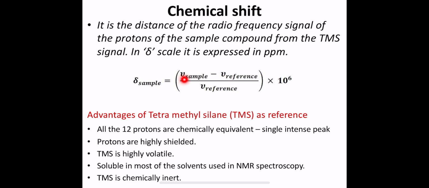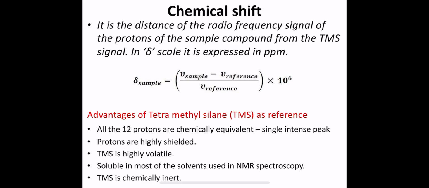So this is the frequency of the signal from the sample. New sample means the frequency of the signal from the sample, and the frequency of the signal from TMS. The reference is TMS, we are going to use TMS as reference, and nu naught is the operating frequency. You can change this in your textbook, it is nu naught only. So nu naught is the operating frequency, and nu TMS is the frequency of the signal from the TMS. So this is how we are going to calculate the chemical shift.